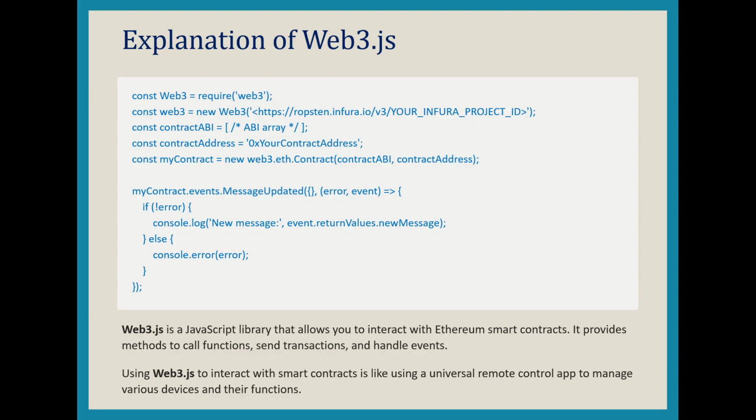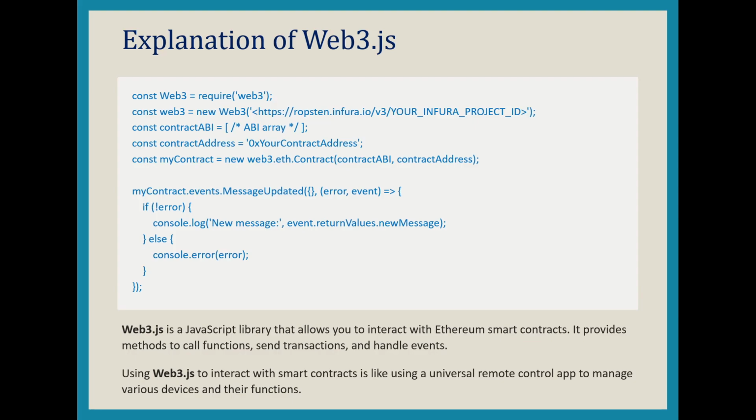Okay. So now you have to listen for events. This is the new thing we are doing here. This sets up an event listener for the MessageUpdated event emitted by the contract. So myContract.events.MessageUpdated sets up an event listener for the MessageUpdated event. The empty object can be used to specify filter options, but it's empty here, so no filters are applied. The (error, event) is a callback function that is executed whenever the MessageUpdated event is emitted.